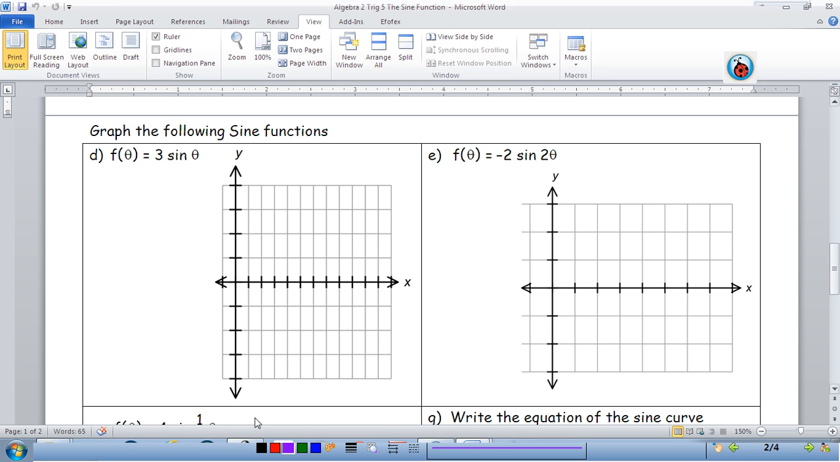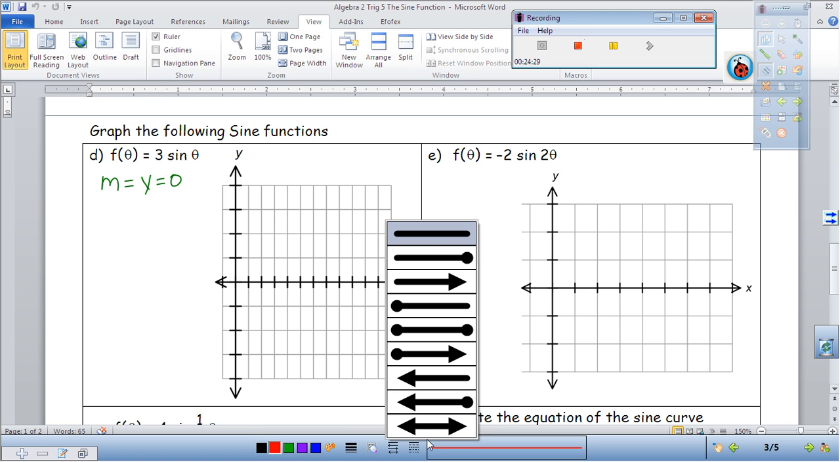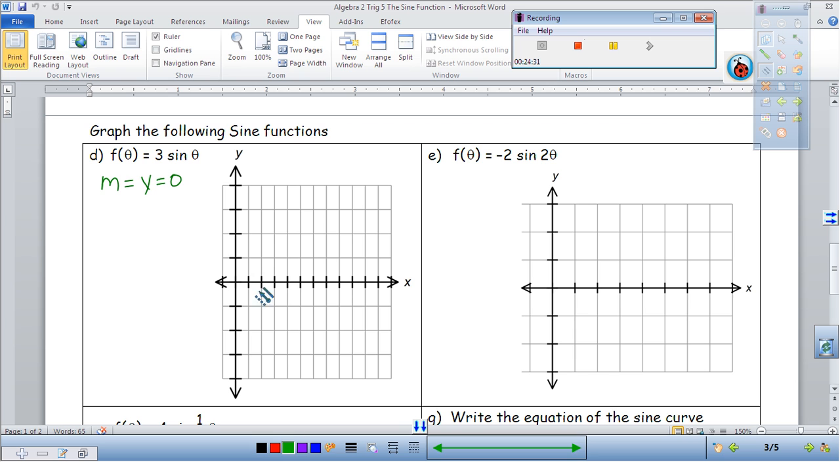Okay. So you want to do everything we just did, which is find the midline. Then we're going to graph it, right along the x-axis, our midline.